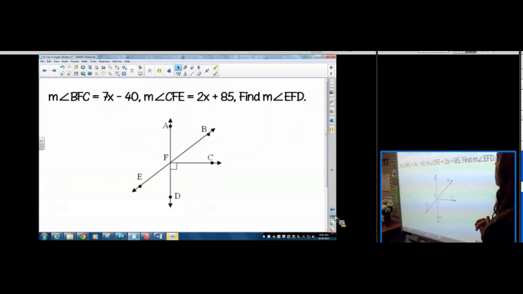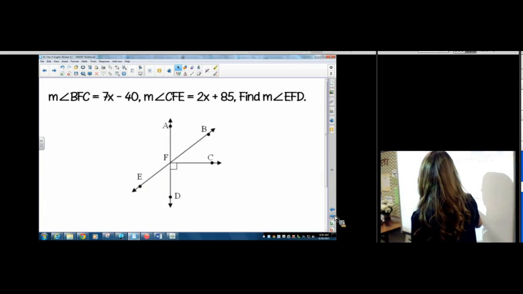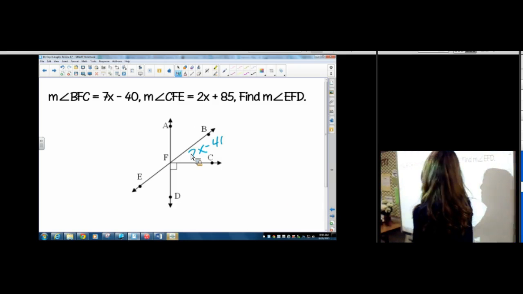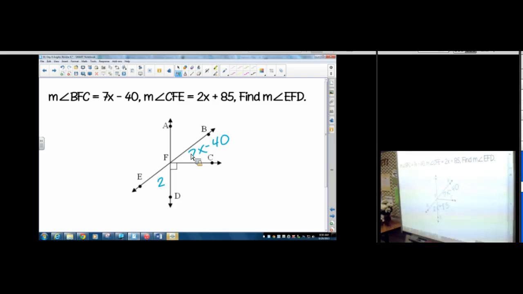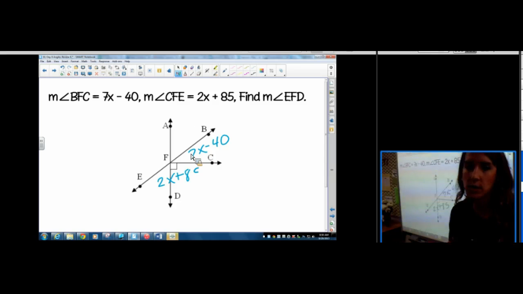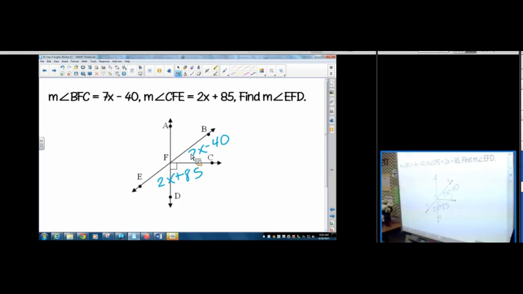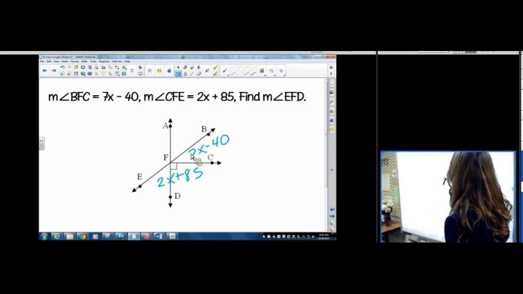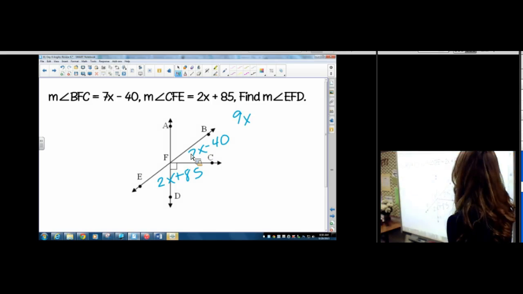Okay, let's go over it. So BFC is 7x minus 40. And CFE is 2x plus 85. We know that those are a linear pair. Those add up to equal 180. So we can add them together. Let's go ahead and add them. 7 plus 2 is 9x. 85 minus 40 is 45.